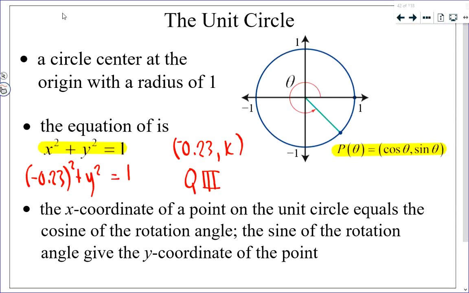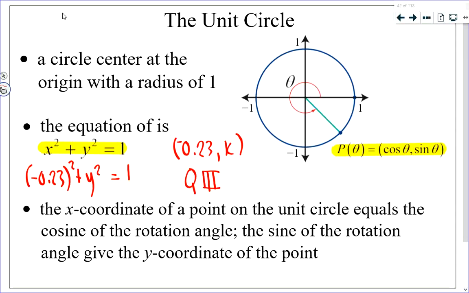I'm not going to solve that, but when you solve it, you're going to end up taking for y squared plus or minus the square root of a number. And since it's in quadrant 3, you'll go with the negative of the square root of that number.